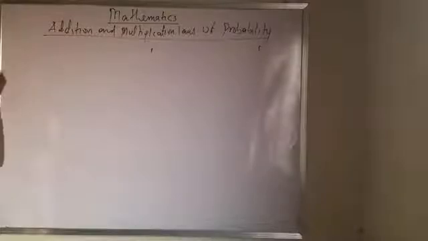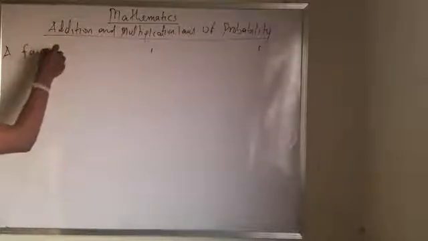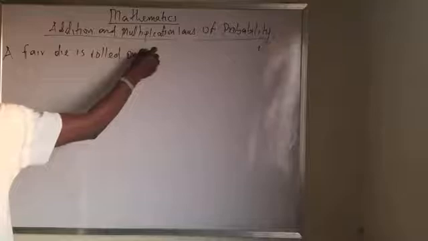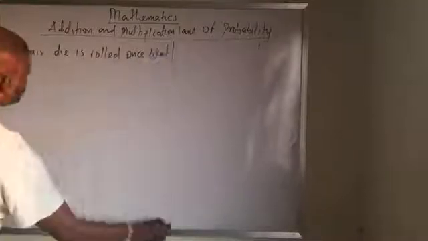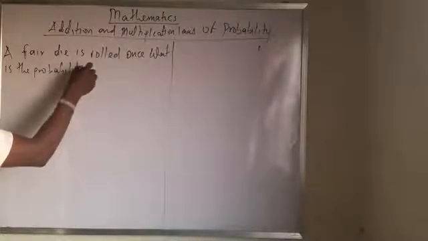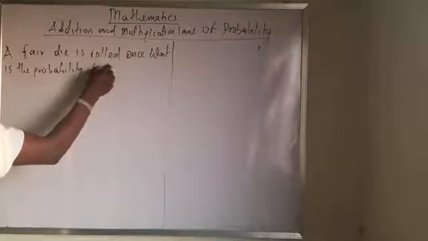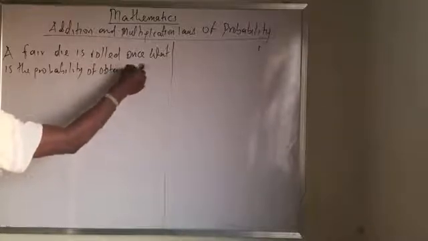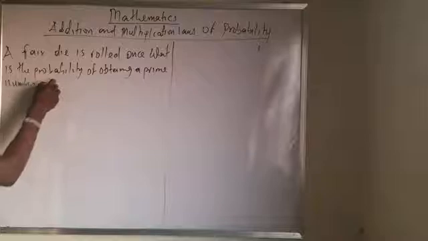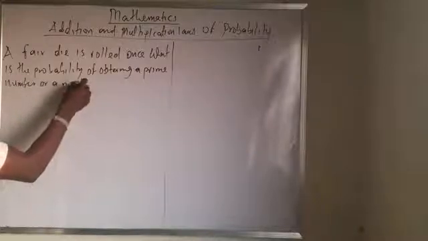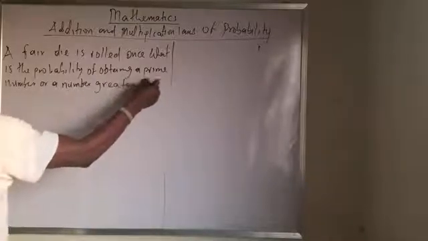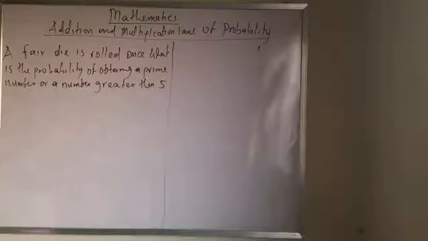Let me quickly give an example. A fair dice is rolled once. What is the probability of obtaining a prime number or a number greater than 5? Now, solution to this problem.